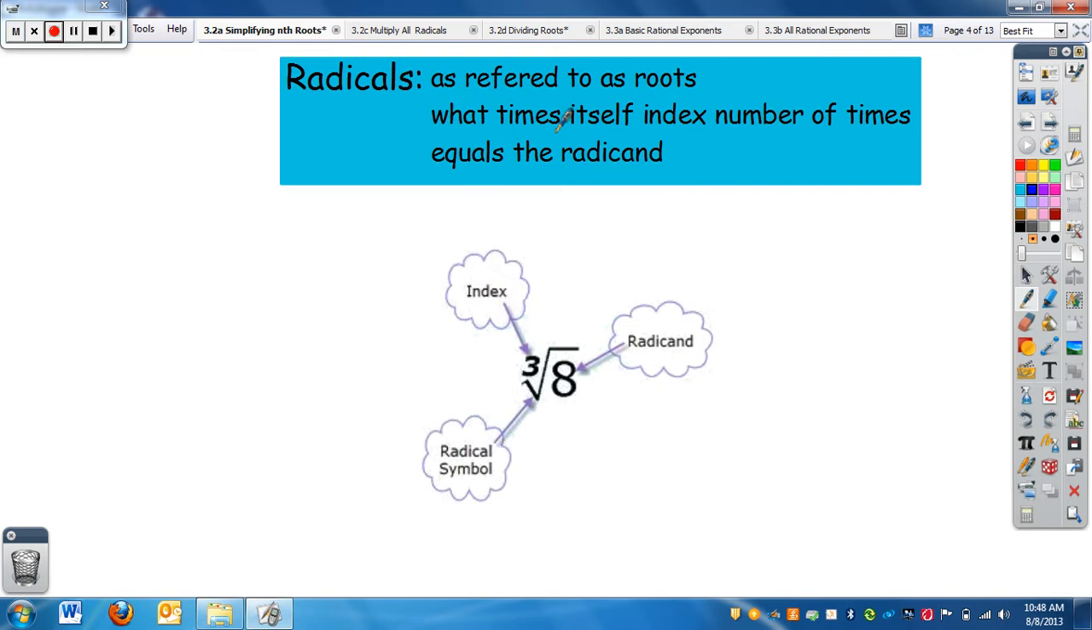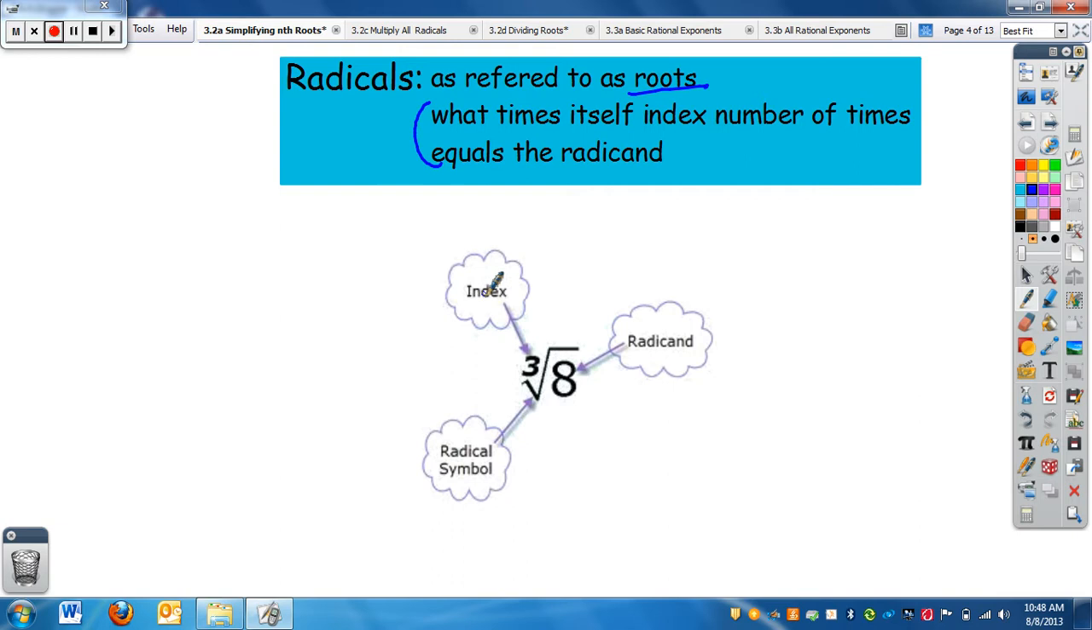Alright, so radicals are also referred to as roots. I might use radicals or roots. They mean the same thing. And the way we look at roots is: what times itself, index number of times, equals the radicand. Because we can have different kinds of roots. There's cube roots, fourth roots, fifth roots. You can have roots all the way up. It doesn't matter the number.